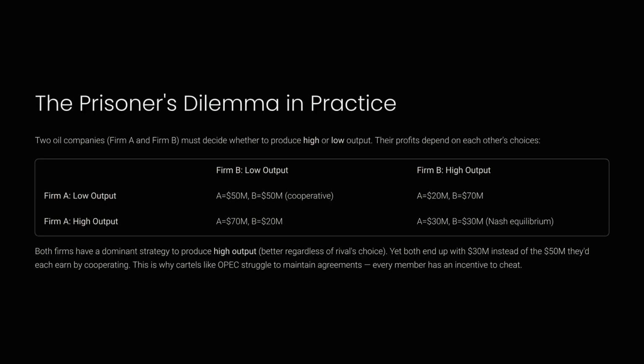The prisoner's dilemma illustrates that firms, like prisoners, have a dominant strategy that leads to a suboptimal collective outcome. For oligopolists, this explains why they often compete, even though collusion would yield higher profits for both.